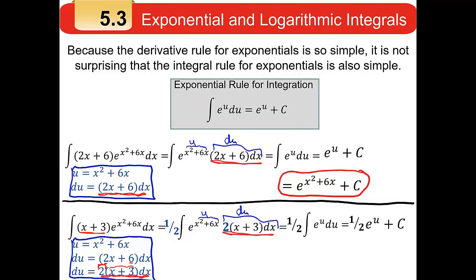Final step, as always, is to get rid of the u and put back in the x value, which in this case is x squared plus 6x. So there you go. And you can see how these things flow through the same sort of way each time.